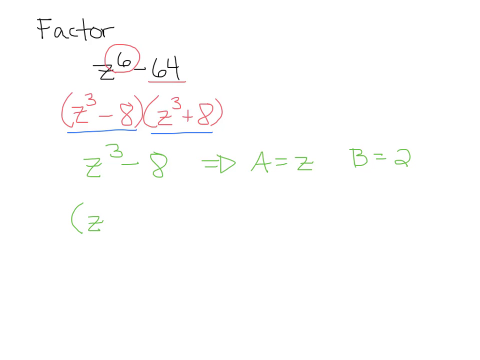We have z minus 2, z squared plus 2z plus 4.